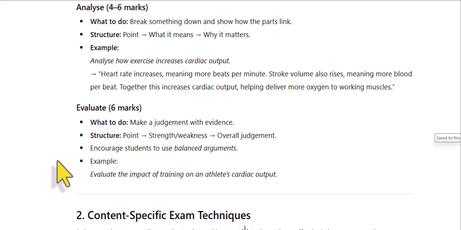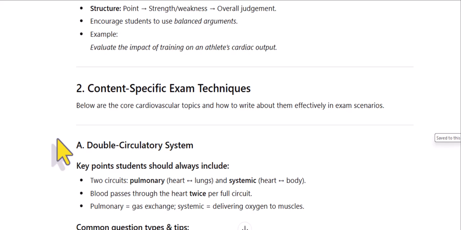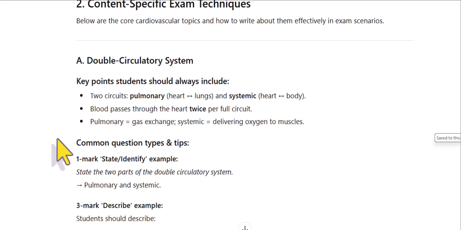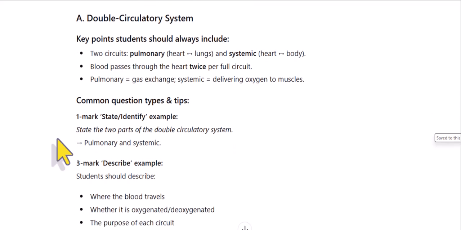What ChatGPT has done for me as well, beyond this explanation here, is it's gone on to give me content-specific exam technique about this particular topic. That's where I think the benefit of putting the topic in, rather than just give me some generic ideas about how to develop exam technique. There's definitely a place for that. But here, if we were to scroll down, we'll see it's giving information to the students about every single thing.